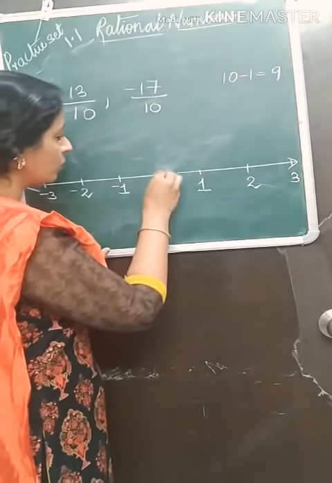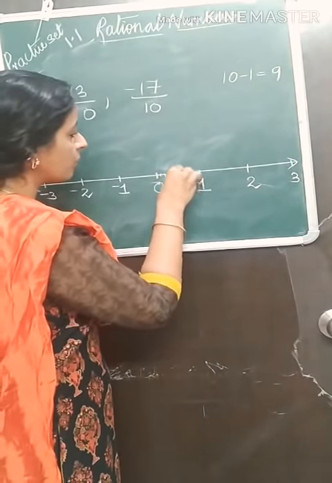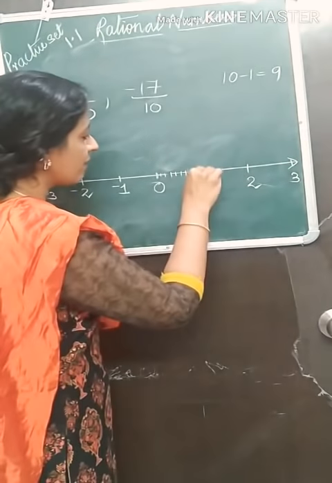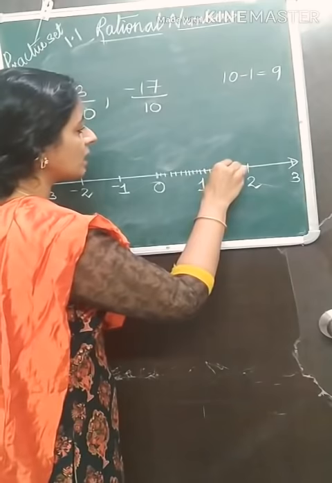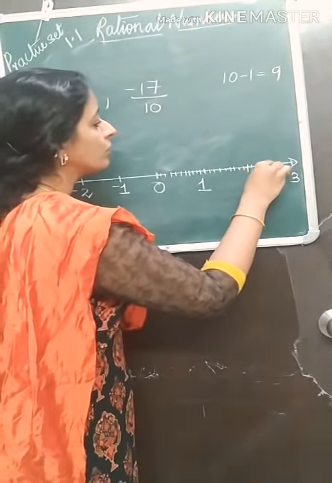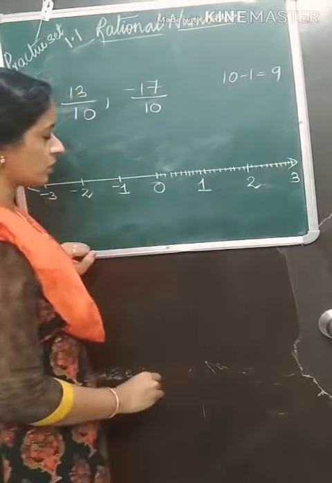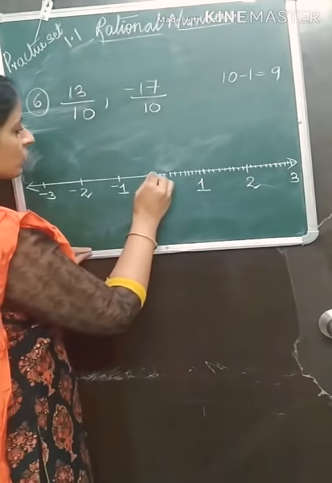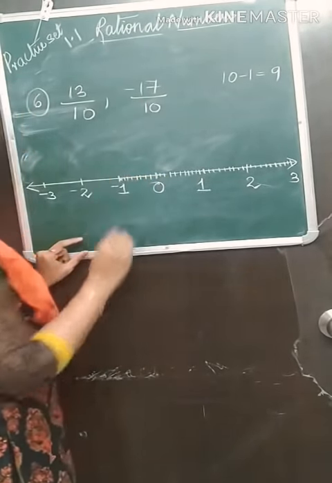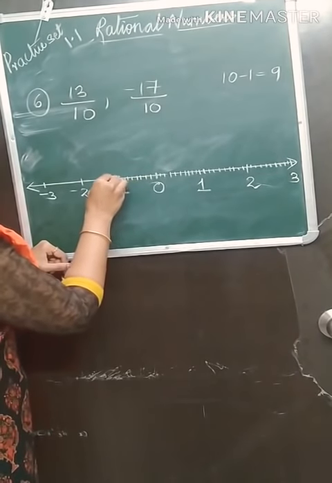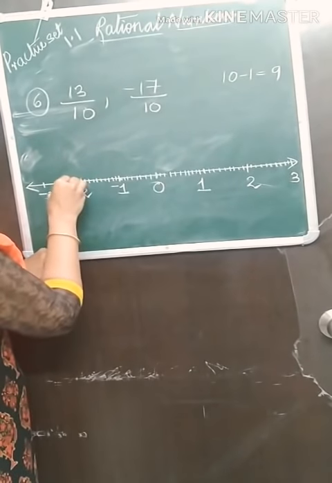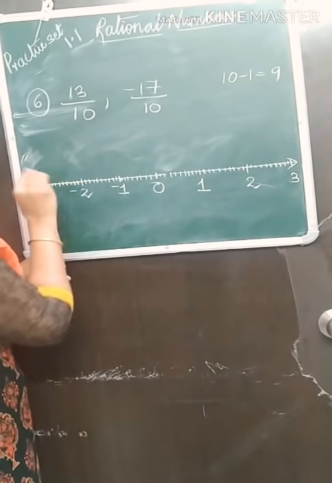So, after 0, 1, 2, 3, 4, 5, 6, 7, 8, 9. Adjust it. Same way, 9 dots between 1 and 2, and 9 dots between 2 and 3. Same way on the left side, after 0, 9 dots, and then 9 dots in each of the next gaps.